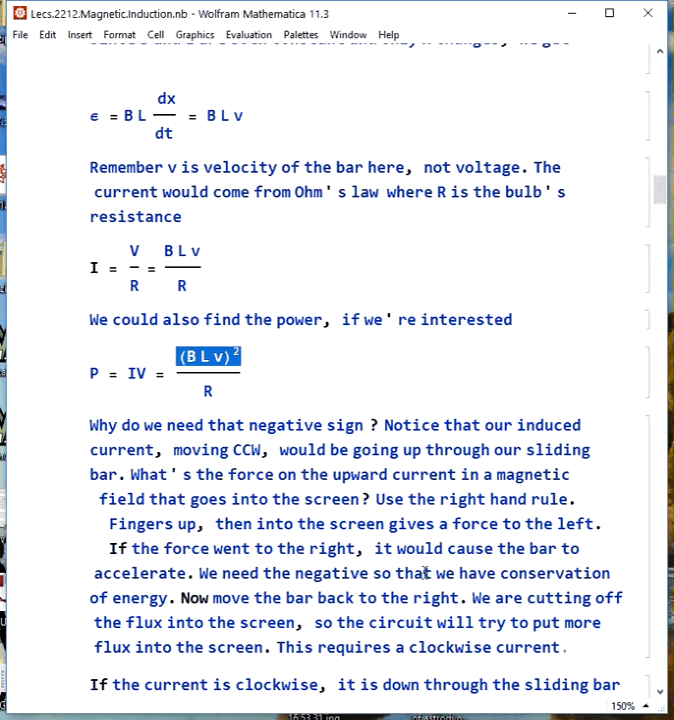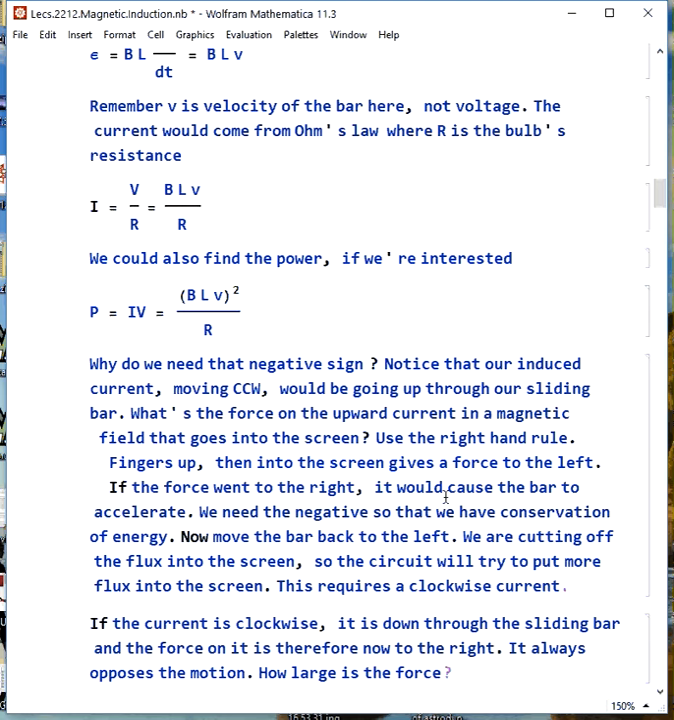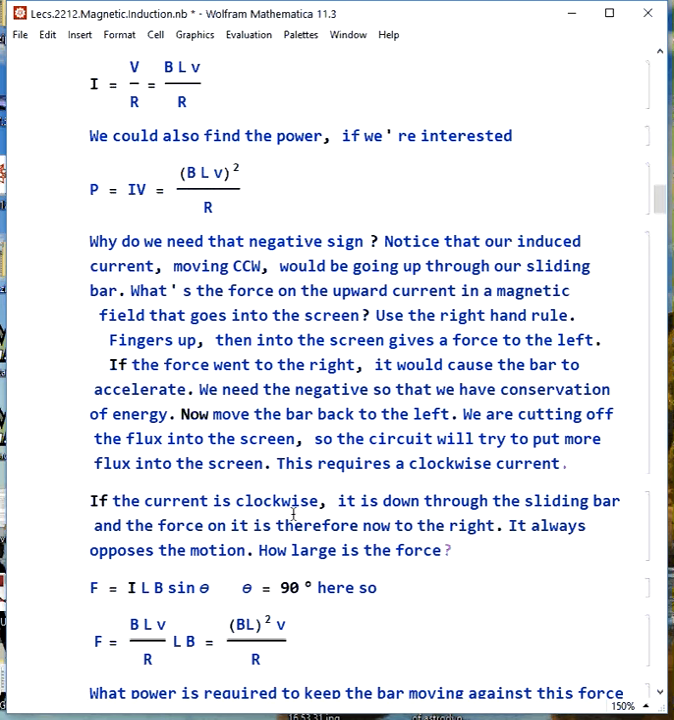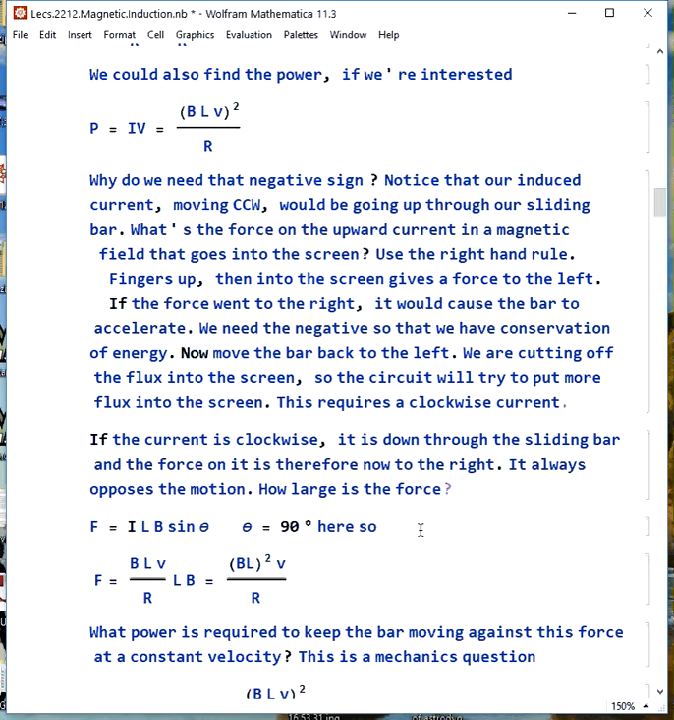Now, if we move the bar back, this should be left, we're cutting out some of the flux into the screen. So the circuit will try and give us more in-the-screen flux. This means we need a clockwise current. Now if we have a clockwise current, that means it's moving down through the sliding bar and the force on it is to the right. The force always opposes the motion.